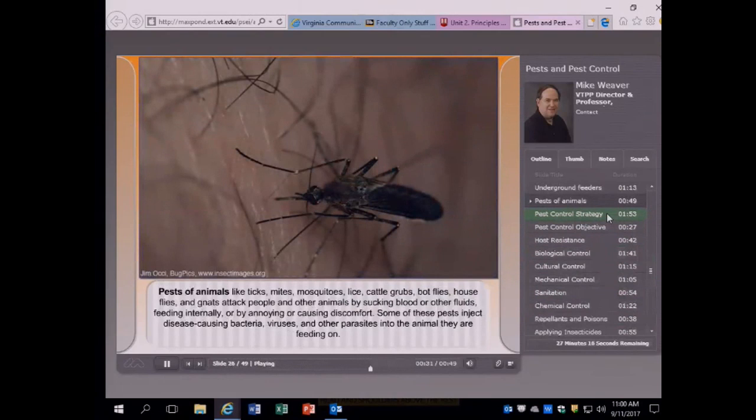Some insects and insect-like pests inject disease-causing organisms such as bacteria, viruses, and parasites into the animals that they're feeding on. In the United States, mosquitoes carry encephalitis, and ticks carry a variety of diseases such as Rocky Mountain spotted fever and Lyme disease.